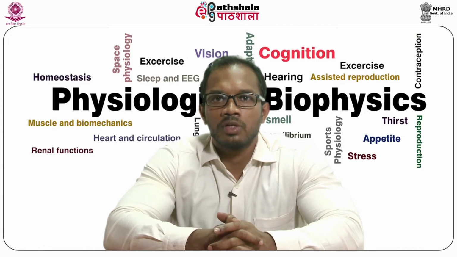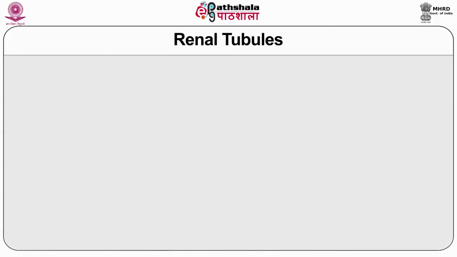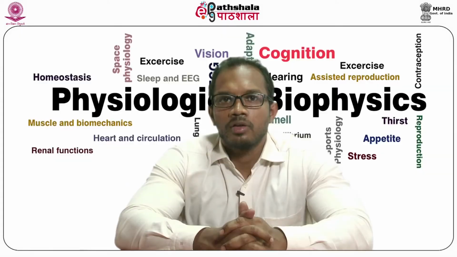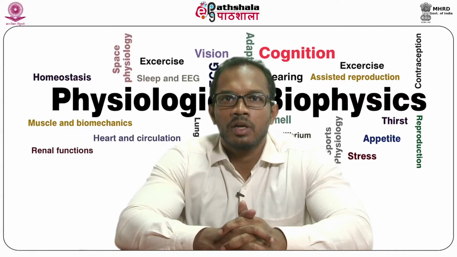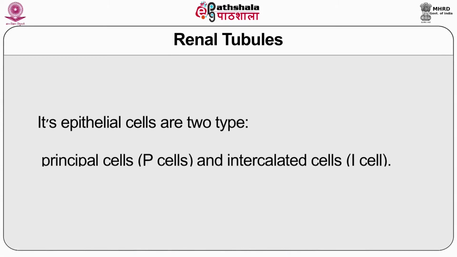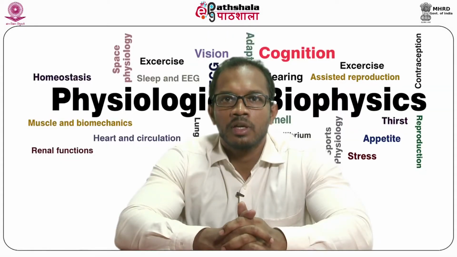Now, the distal convoluted tubule basically starts at the macula densa and is about 5 mm long. Its epithelium contains few microvilli and no distinct brush border. The collecting duct is about 20 mm long and it empties urine into the pelvis of the kidney at the apex of the medullary pyramid. Its epithelial cells are of two types: principal cells, that is P cells, and intercalated cells, that is I cells. P cells are predominant, tall, and contain few organelles.